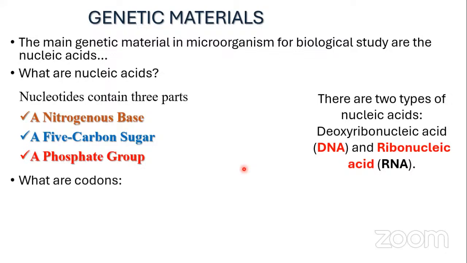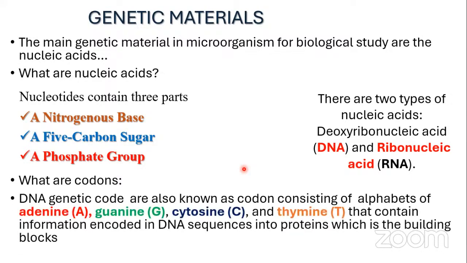So what are codons? Codons are genetic code which consists of the alphabets adenine, guanine, cytosine, thymine. They contain the information encoded in the DNA sequence for protein synthesis, for the development of the cell of an organism. So the codons are actually the genes.